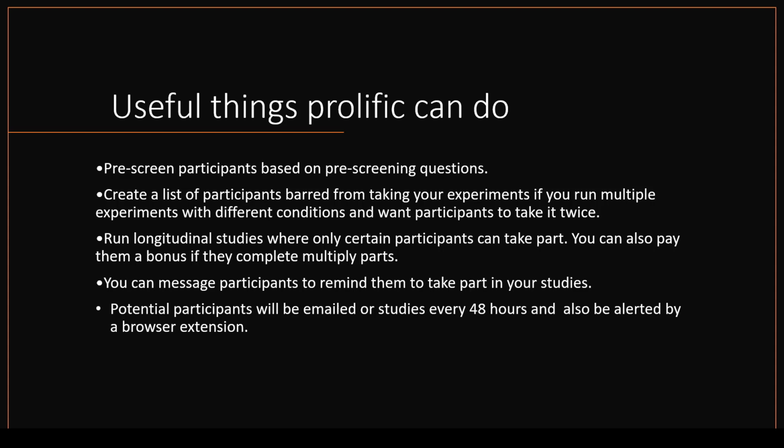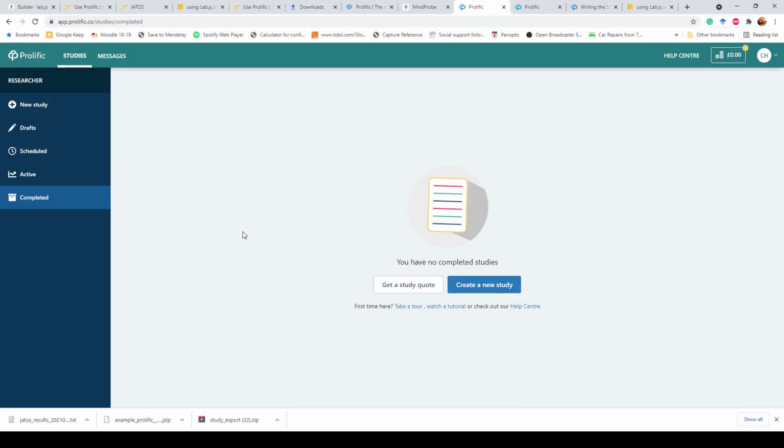You can message participants privately, which can be quite useful. And every potential participant will get emailed every 48 hours to be alerted to your study, or instantly if they've got the browser extension. So that is essentially how you can use Prolific, JATOS and lab.js to put your questionnaire or experiment online and have participants complete your questionnaire.